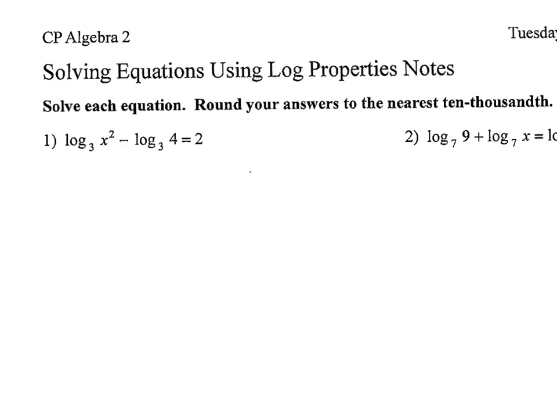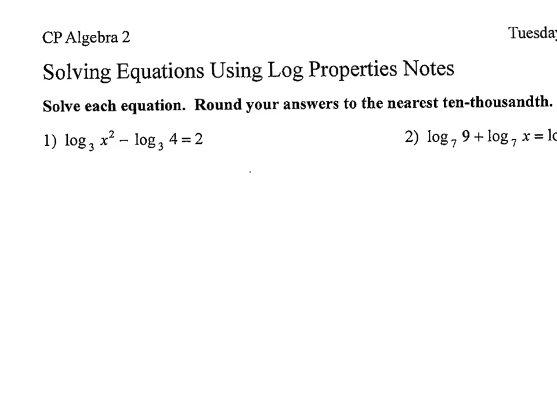The last couple of days, you were using log properties to expand and condense expressions. Now we're going to use those same properties to solve another type of logarithm equation. You can see here in number 1 in the examples in your guided notes that we have a logarithm minus a logarithm. That means that we have to use that property that separated a logarithm into two with subtraction.